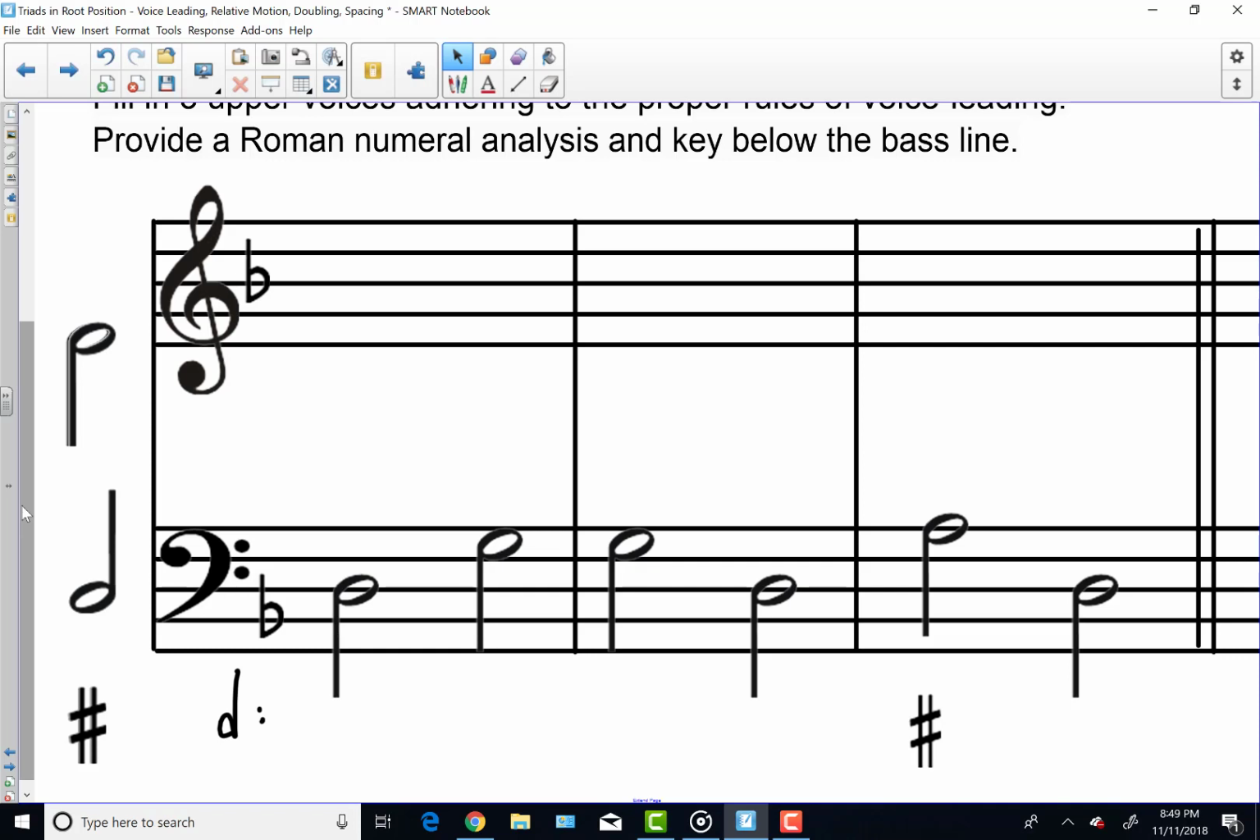But keep in mind all of the rules that we have discussed so far, and when you are going from chord to chord, recall the principles learned in this video.